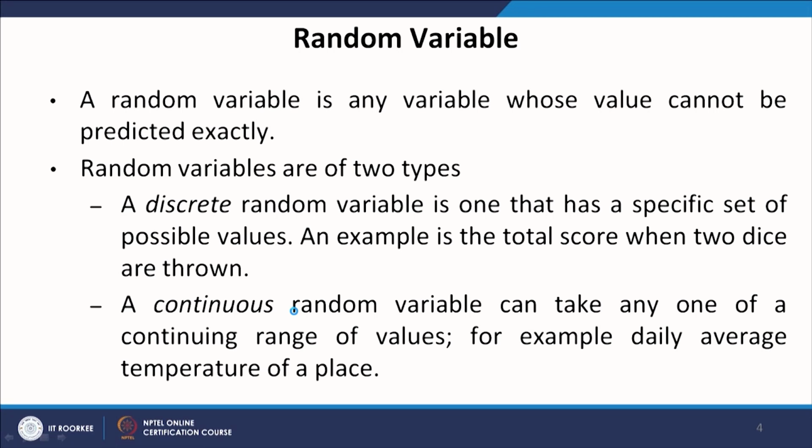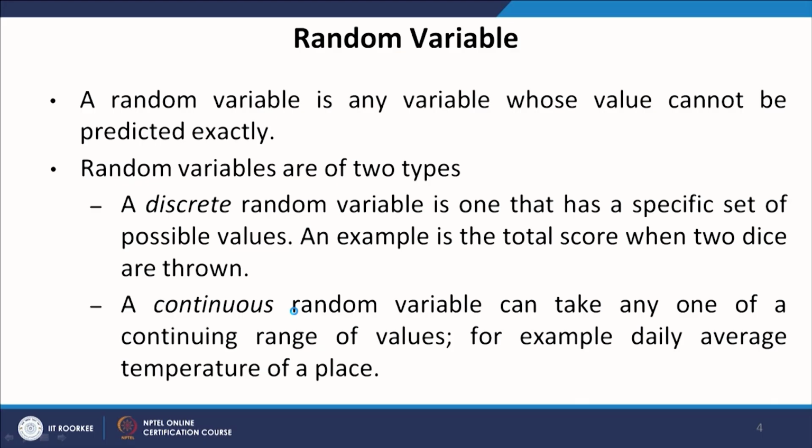Random variables are of two types. First of all, the discrete random variable. It has a specific set of possible values. An example is the total score when two dice are thrown. These specific values could be anything between 2 and 12, but the numbers are always whole numbers like 2, 3, 4, 5, 6, 7 and so on.